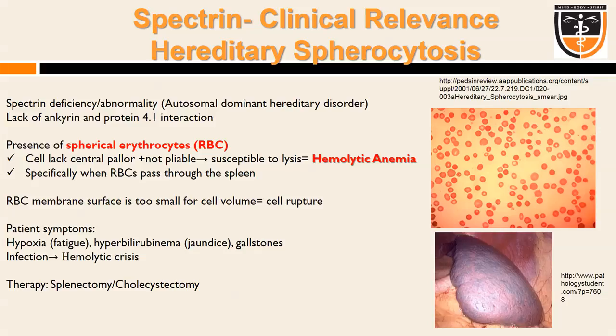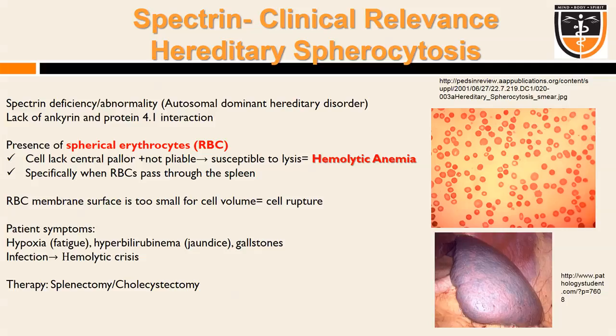Why is that? I love physio, so we're going into physio. They have a high amount of bilirubin. This bilirubin is excreted through the bile. Okay? So they get tons of bilirubin inside their gallbladder, and this bilirubin will form gallstones.